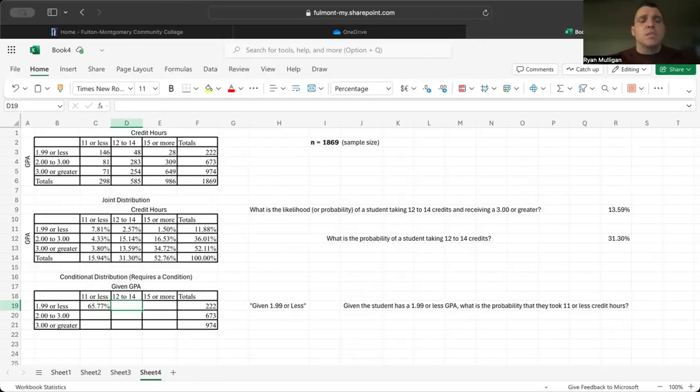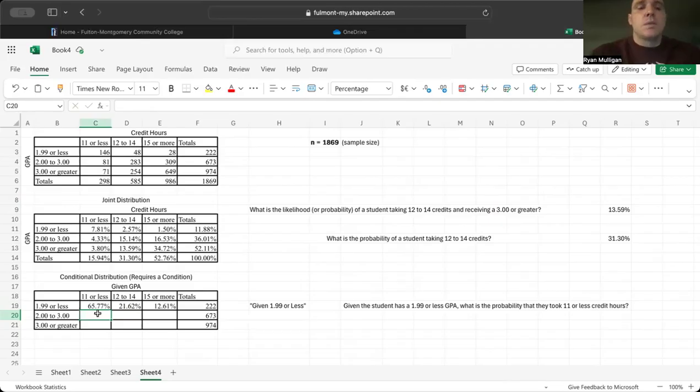Then I just do the same exact thing. I'm going to divide 48 by that 222, and that's going to give me that conditional probability. And then I do the last one, 28 divided by 222, and I get 12.61. What should always happen when you're making these tables is they should sum to 100% because I'm dividing by the row. So all of these should add up to 100%.